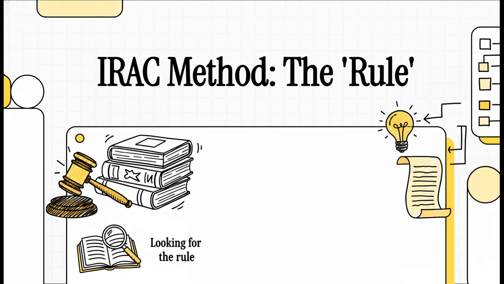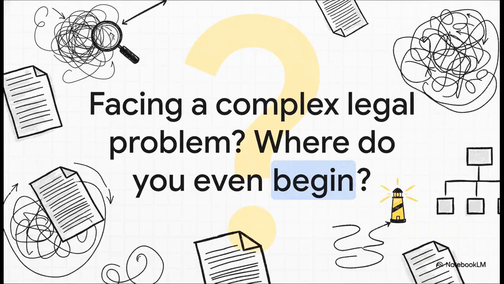All right, let's talk about something absolutely essential for anyone who's dealing with the law, the IRAC method. Specifically, we're going to zoom in on that critical second letter, the R, for rule. So, you get handed this complex legal problem, right? It's just a wall of text, a dense fact pattern packed with all these details, and you're supposed to figure out what it all means legally. It can feel, well, completely overwhelming.